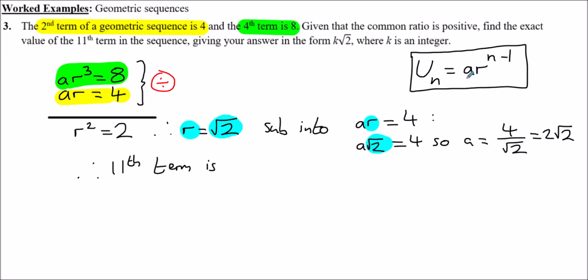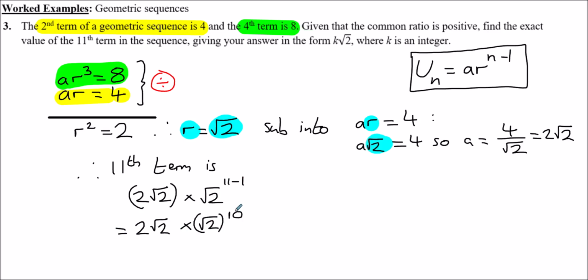So the 11th term is going to be a, which is 2 root 2, times the ratio r to the power 11 minus 1. So that's 2 root 2 times root 2 to the power 10, essentially. Now, we can do this on a calculator if you want to, that's absolutely fine. In terms of understanding where the numbers are coming from, let's just try and do this manually.